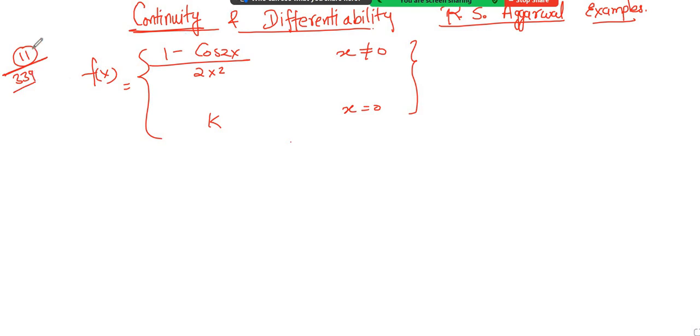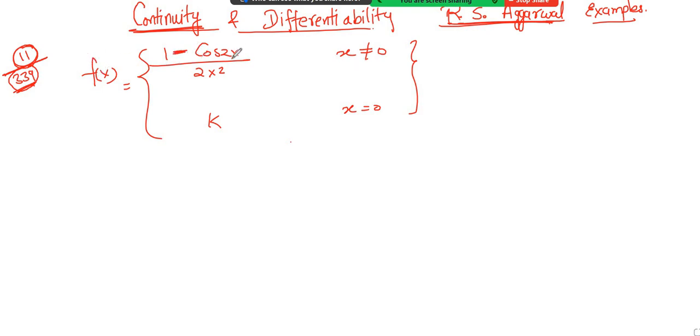Hello everyone, this is example number 11 from R.S. Aggarwal, Continuity and Differentiability chapter. You will find it on page number 339. If you have a different edition, you may have 2 or 3 pages forward or backward. Okay, so here is the question.